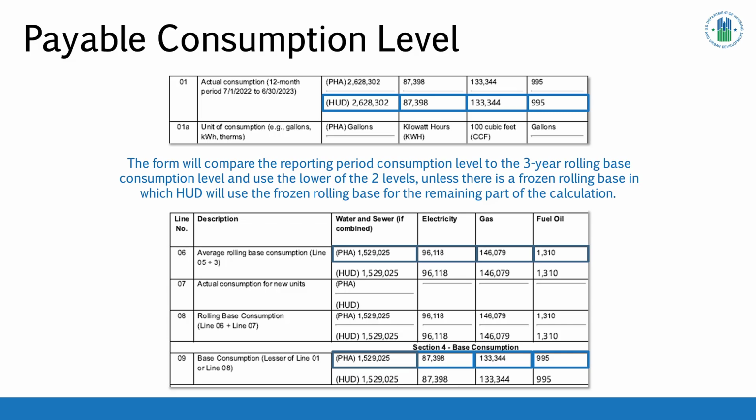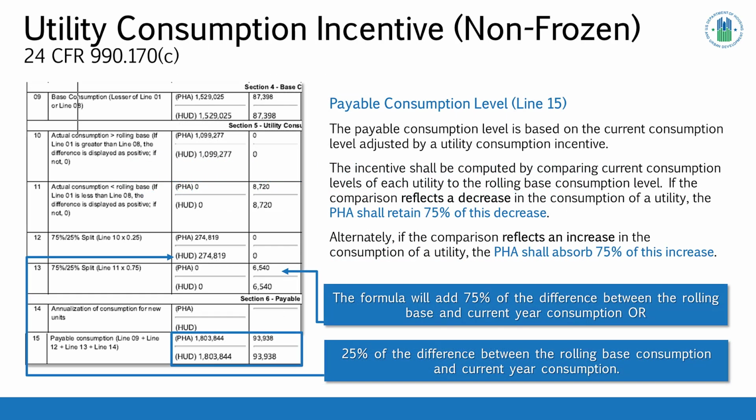When we compare the reporting period on line 1, it's going to be compared to the average of those 3-year rolling bases. So you see here, we'll look at what HUD approved: 2.6, 87, 133, and 995. They compare it to the average 3-year rolling base, and they're always going to fund you on the lower consumption. It's just the way it is. Now, unless there's a frozen rolling base, in which HUD will use the frozen 3-year rolling base, which would mean these numbers here will all be the same, because HUD freezes it to fund you more money to pay for those improvements that we'll explain in some upcoming slides.